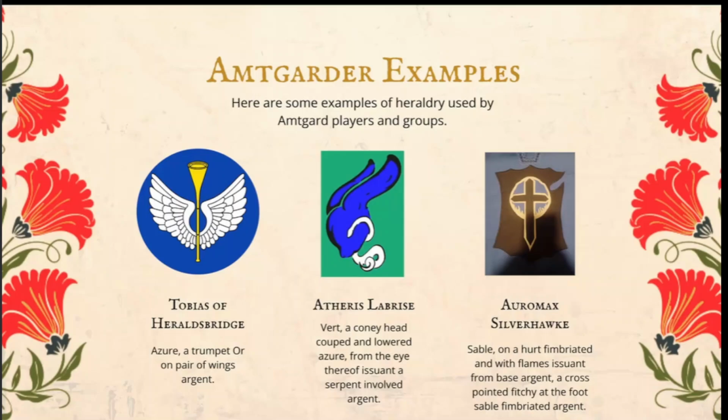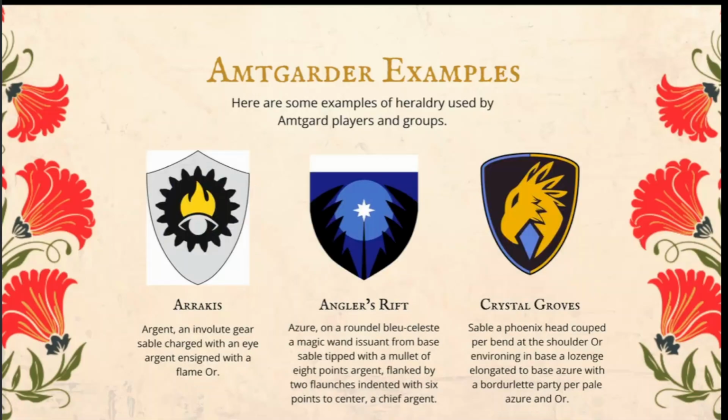Aramax, same thing. That kind of design where he linked a lot of things together and then set it on fire, which is super fun. Arrakis, one of our good friends. The gear symbol is a period symbol, and then he did a really cool thing, adding an eyeball to it, and then setting that on fire. A lot of people set stuff on fire in their arms, interestingly enough, at least in this kingdom.